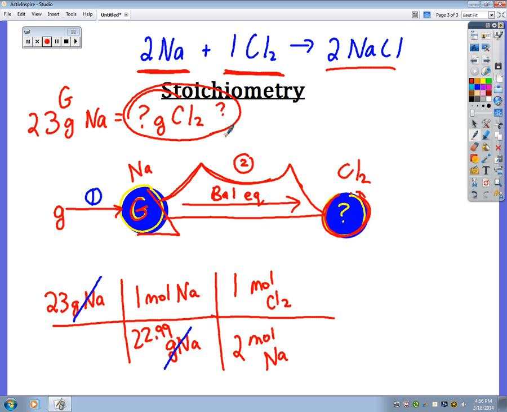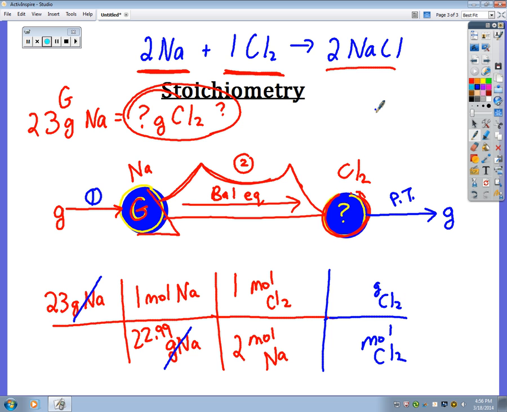So I need to continue, and my third step would be to change my moles back to grams using the periodic table. So I do not want moles of chlorine. I do want grams of chlorine. On the periodic table under chlorine, it's 35.45 grams for chlorine. And if you multiply that by 2, because there's 2 chlorines, Cl2, that's 70.9 grams, because it's Cl2.